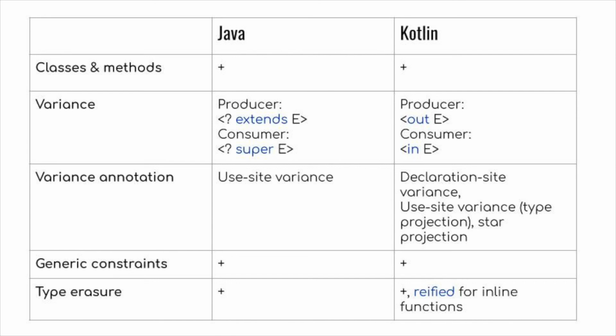There is a use-site variance which is called type projection, and there is also a star projection. Also, generic constraints exist both in Java and Kotlin, with different syntaxes, and both languages erase types, but in Kotlin there is a reified keyword which you can use for inline functions.